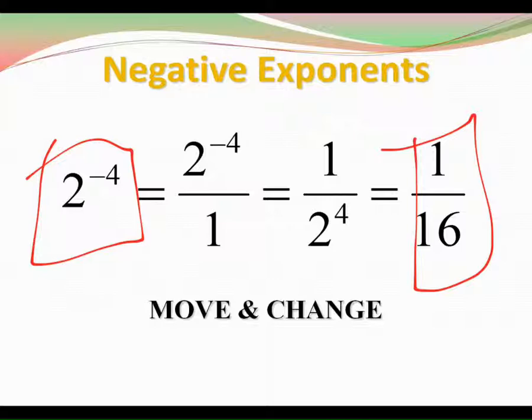Okay. I moved it to the denominator. I simplified 2 to the 4th, 2 times 2 times 2 times 2, to get 16. Everybody see how I got that? Okay with that? We never want negative exponents. We just move it to the other side of the fraction.